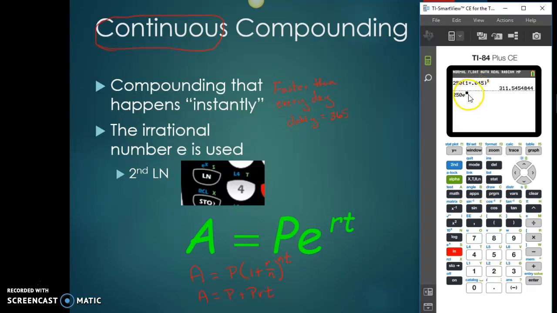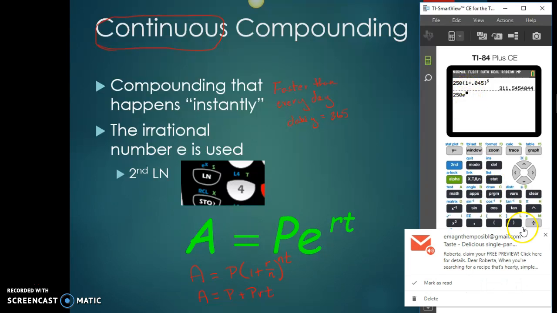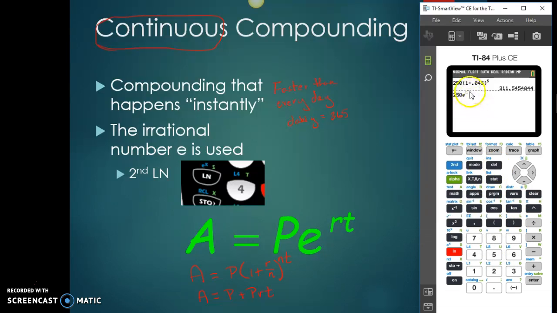You don't have to worry about parentheses on any of the calculators because it automatically puts a set of parentheses there on the 83. So then all you would do is type in 0.045, since that's our interest rate that we're using, times our 5 years, and that'll give you the answer for the next one.